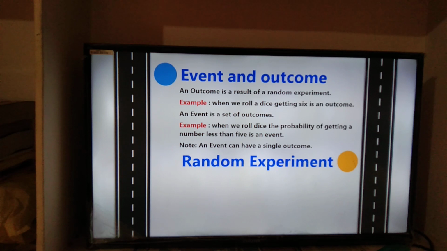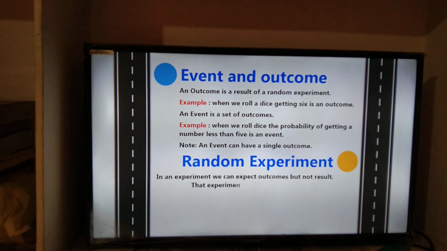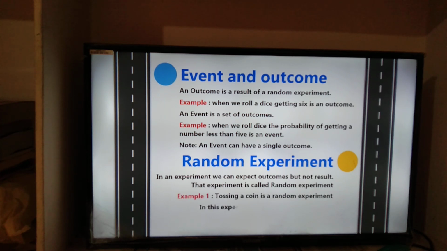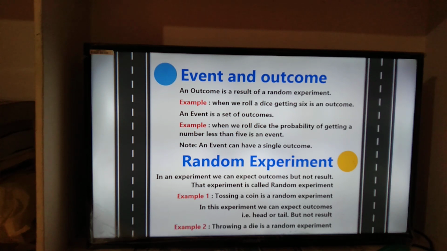Now, what do you mean by random experiment? In an experiment, we can expect outcomes but not the result. That experiment is called a random experiment. Tossing a coin is a random experiment. In this experiment, we can expect outcomes, that is head or tail, but not the result. That is said to be a random experiment. Throwing a die is a random experiment.